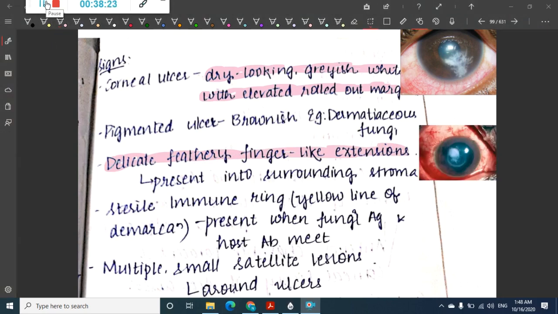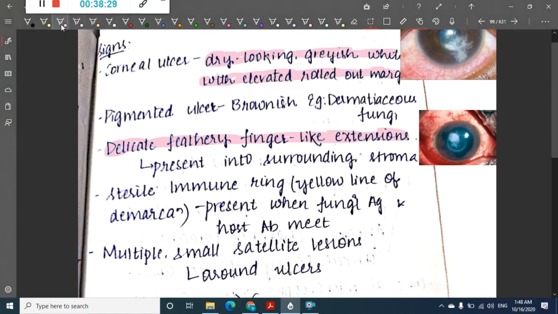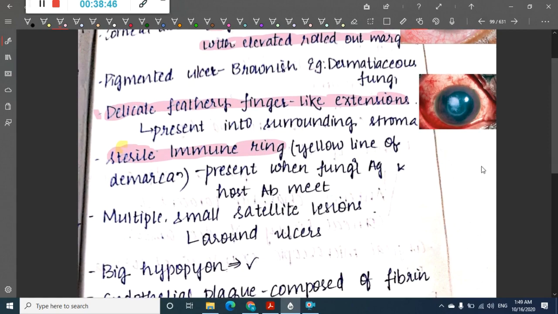This is also associated with a sterile immune ring, that is the yellow line of demarcation which you can see here. This is the site where fungal antigen and host antibodies meet. There are multiple small satellite lesions around the ulcer.